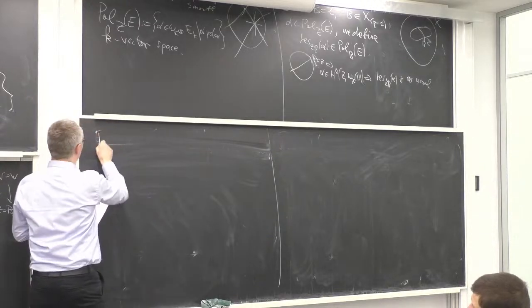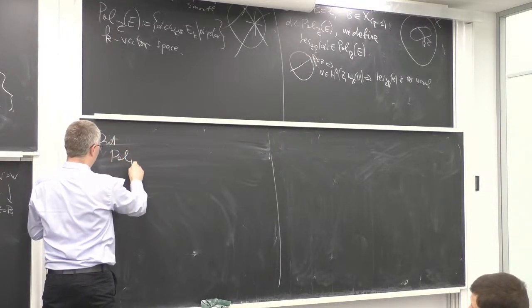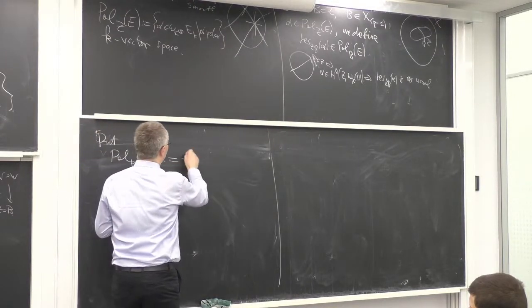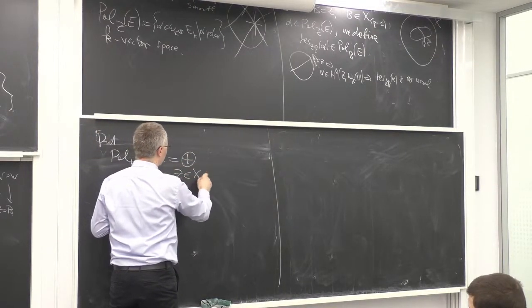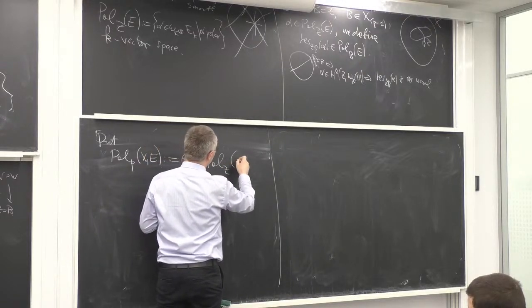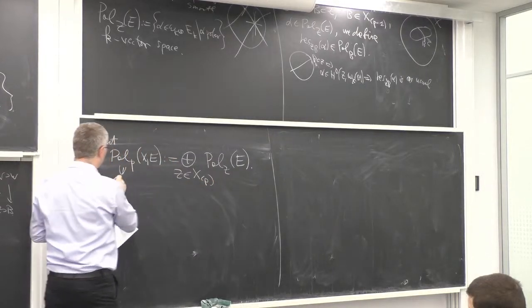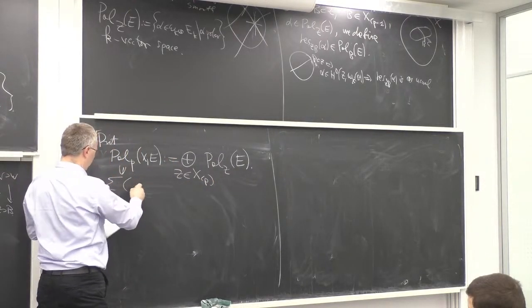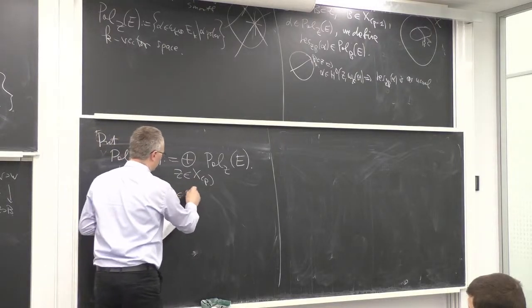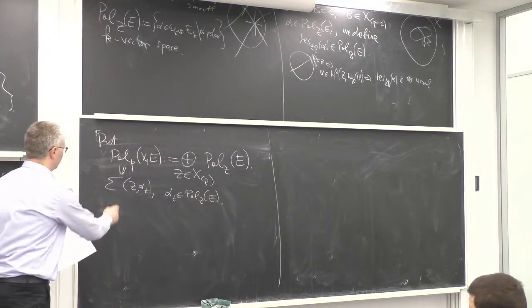Now put Pole P of X with the direct sum over all Z of dimension P of these vector spaces, Pole Z. So an element here is just a formal sum of pairs Z, alpha Z, where alpha Z is from Pole Z. Finite sums.